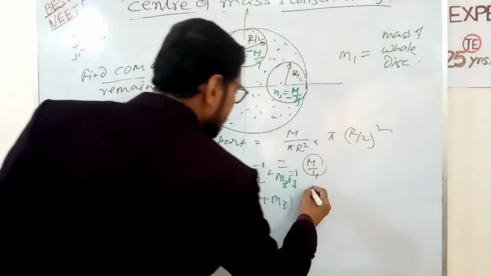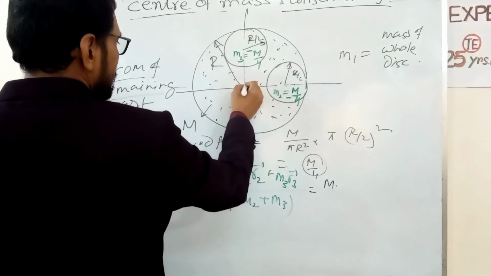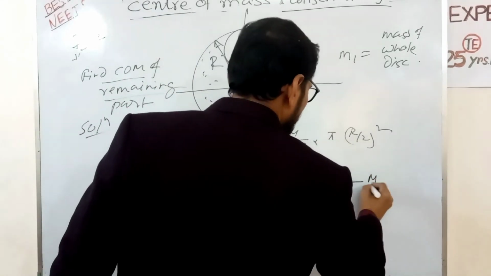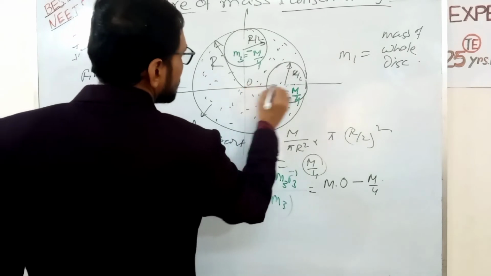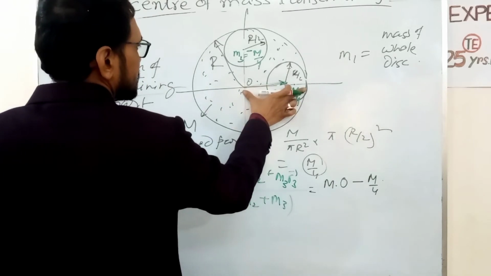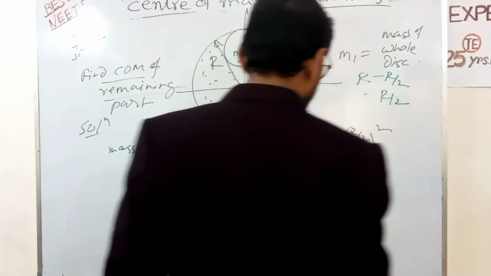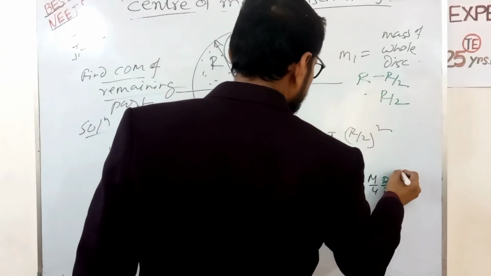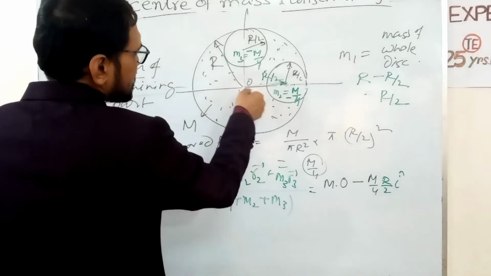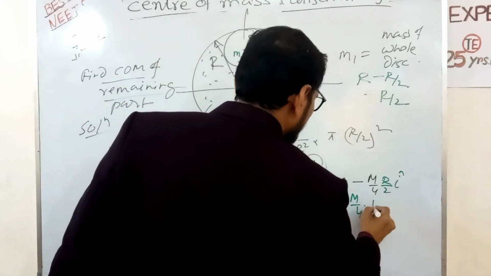Now apply this theory. What is m1? m1 is m into r1. The position vector of the center of mass of the whole disc is the origin, so this is m into 0. m2 is minus m by 4 into the coordinate of its center of mass. This is total r and this is r by 2, so this distance is r minus r by 2, that is r by 2. So minus m by 4 into r by 2 i.